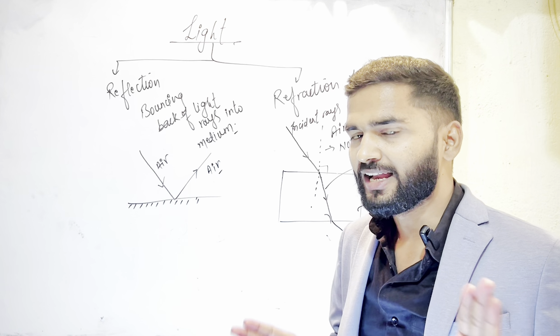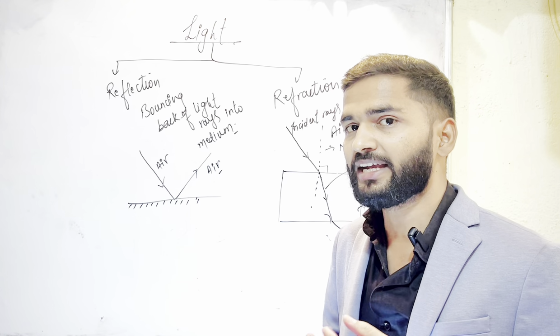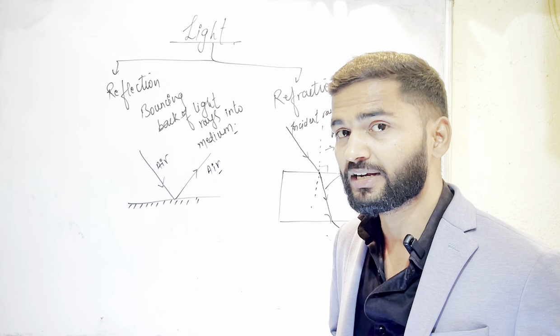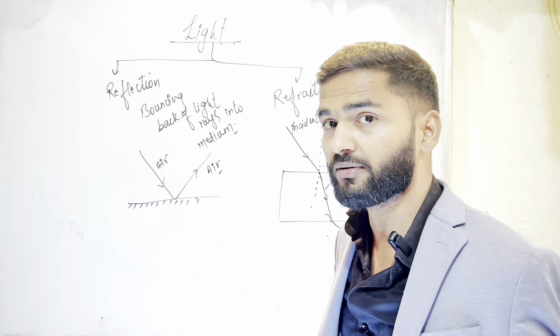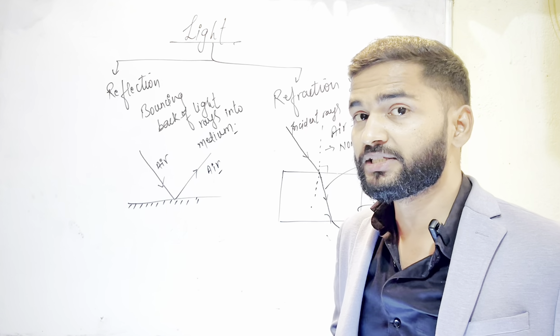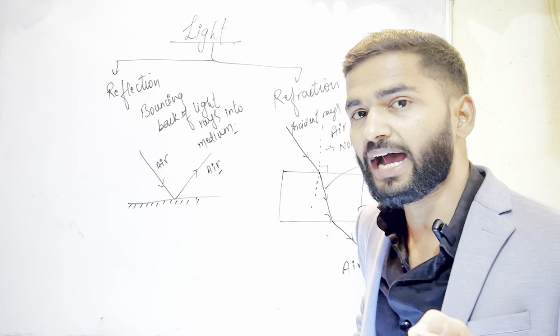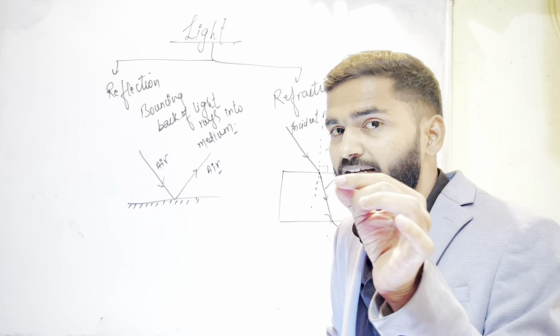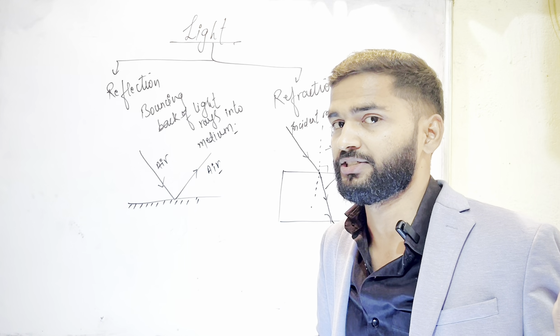Is it clear? Light can heat up a surface. Light helps in evaporation. Light increases the rate of evaporation from the ocean or any water body surface. So light has the tendency to do work. That's why it is considered to be a form of energy.